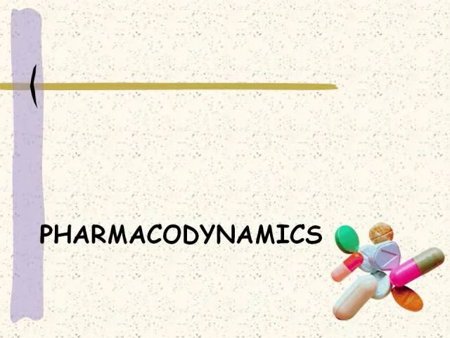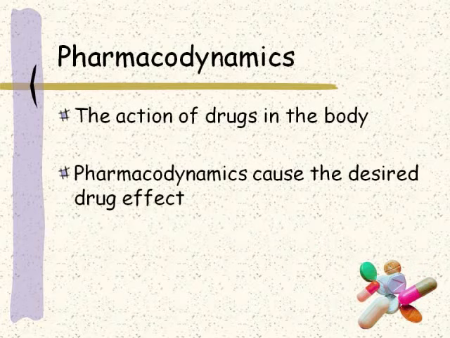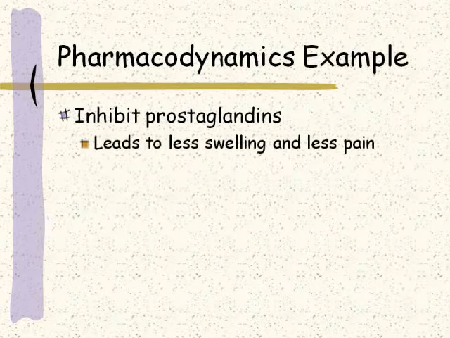Pharmacodynamics. That's the action of the drug on the body. When we're talking about that, we're talking about desired drug effect mostly. Yeah, we've got some side effects we've got to think about here. But we're thinking about, why are we giving this drug? What is this drug doing to the body? As an example, if the drug inhibits prostaglandins, it's going to lead to less swelling and less pain.